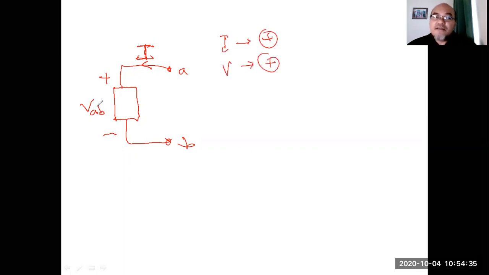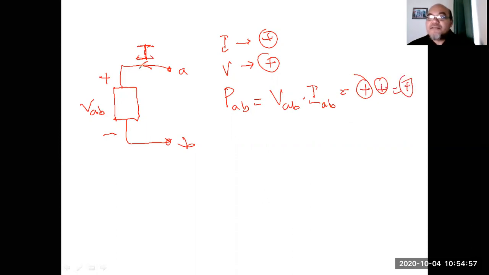Okay, so what is shown by the polarity here is also true. It means the power at AB will be equal to VAB multiplied by I from A to B, right? Positive multiplied by positive equals positive. So this is the passive sign convention.